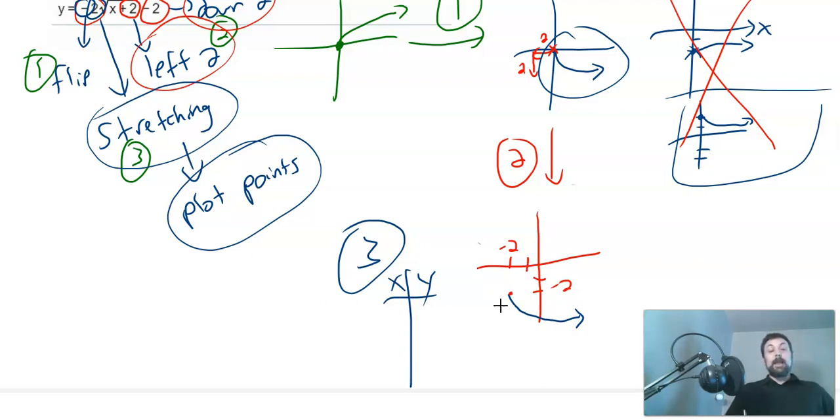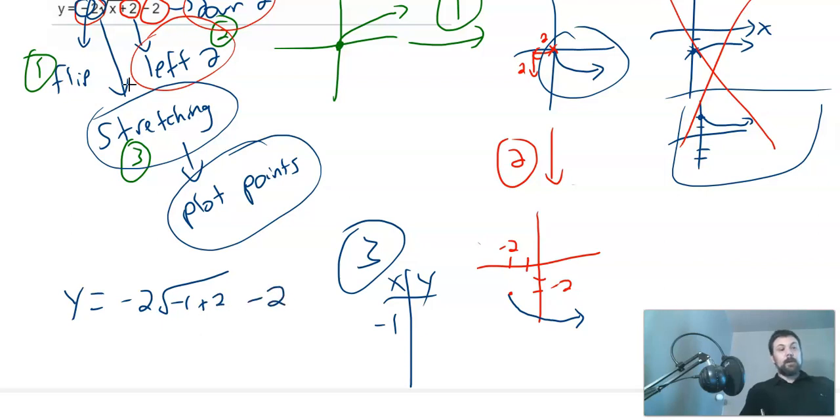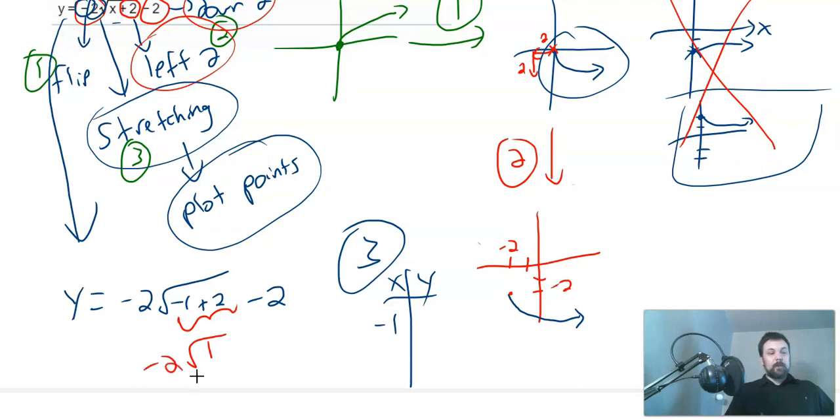So again, I'm going to plug in -1. So we have a square root, so we want to try to be mindful of choosing numbers that work out nice with that square root, and -1 is a number that does. All right, and so I'm copying this equation down here, and I'm plugging -1 in for x, and then I'm going to simplify, right? So -1 plus 2 is 1. The square root of 1 is 1. -2 times 1 is -2, and then -2 minus 2 is going to be -4.